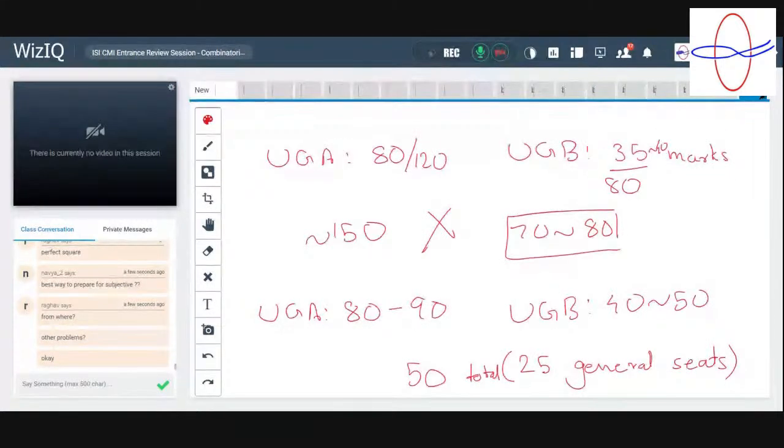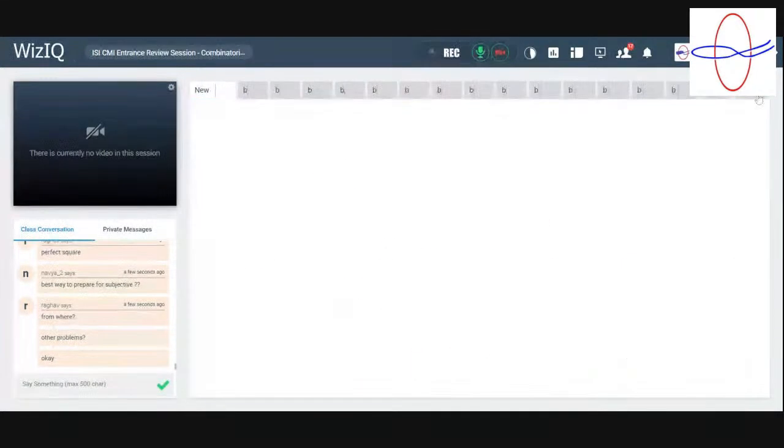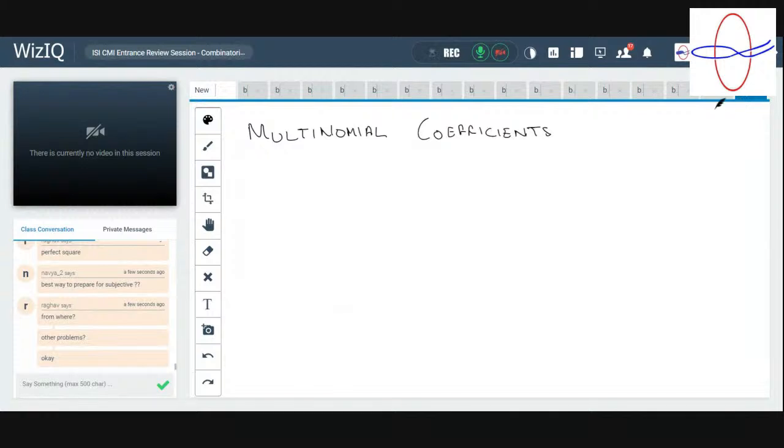Once we are done, if we have time left, maybe we can go back to this discussion. So, multinomial coefficients.